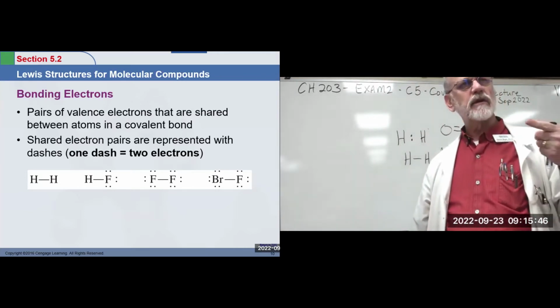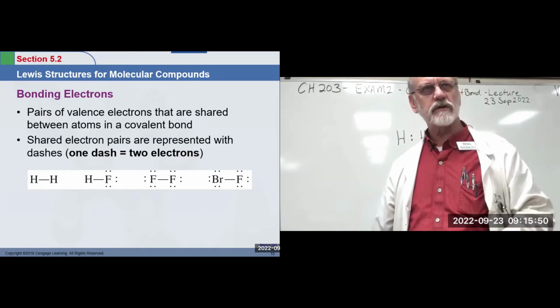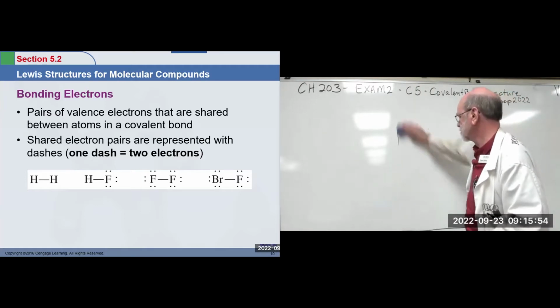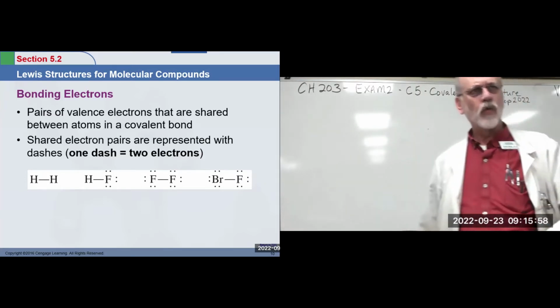So we did introduce Lewis structures, didn't we? I'm pretty sure we did. How to draw a Lewis structure. May need a refresher. It has been a whole week.